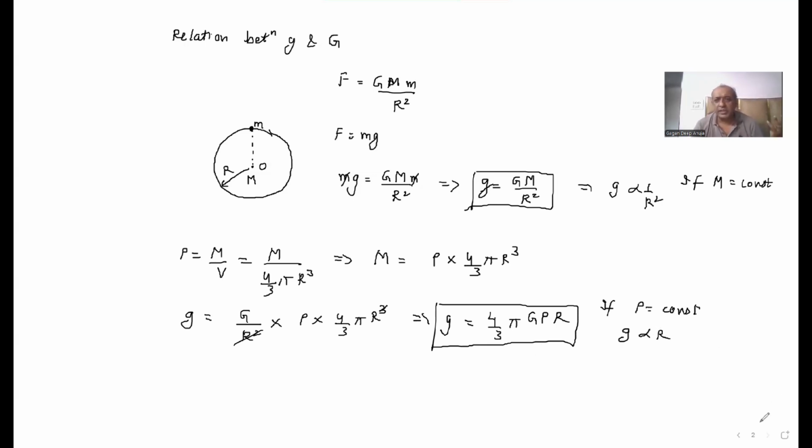Now, see, the acceleration due to gravity is not constant. It varies. It varies with height. It varies with depth. It varies when you go from one place to another place, say like from equator to pole. So we'll be looking at the variation of acceleration due to gravity. Under this heading of the variation of acceleration due to gravity, we can consider the effect of altitude.